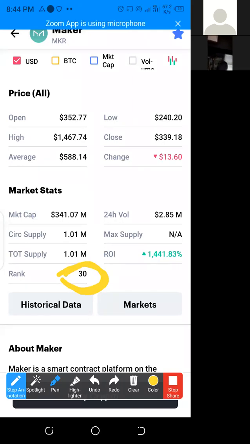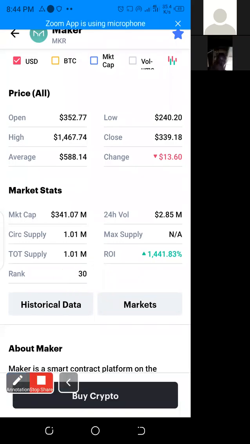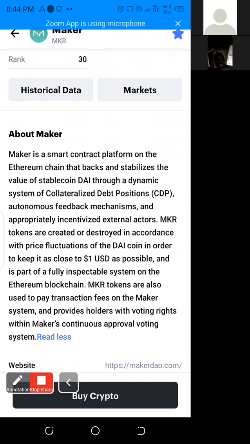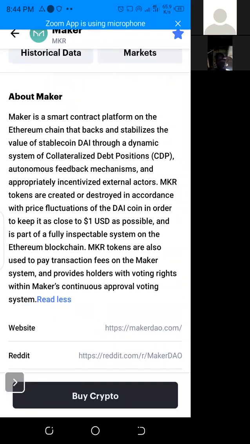But remember what I told you about use case. Can you look at the use case of this coin? You may not understand everything that is said about the use case, but let it have a use case. Maker is a smart contract platform on Ethereum chain that backs and stabilizes the value of stablecoin, and so on. You may not understand everything they are saying, but let it have it.